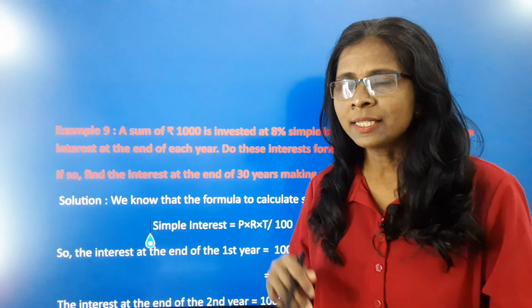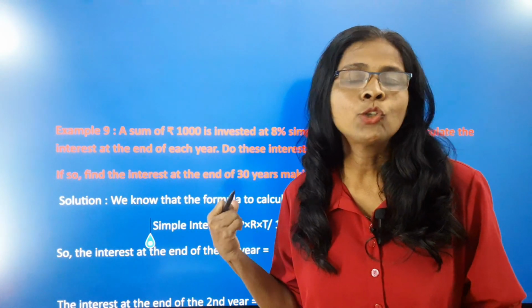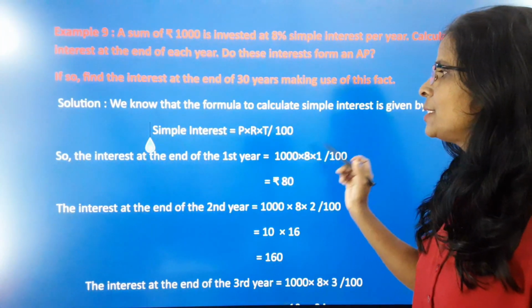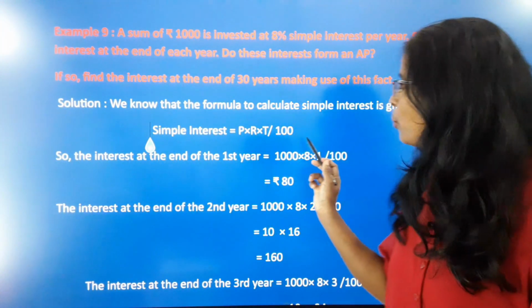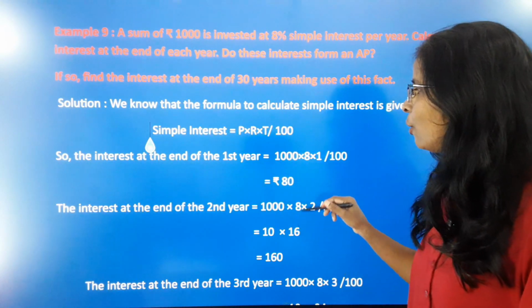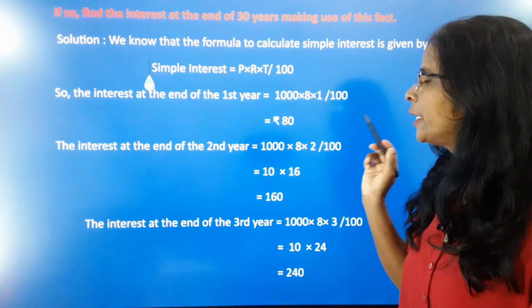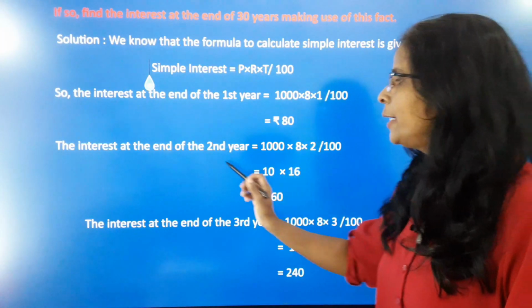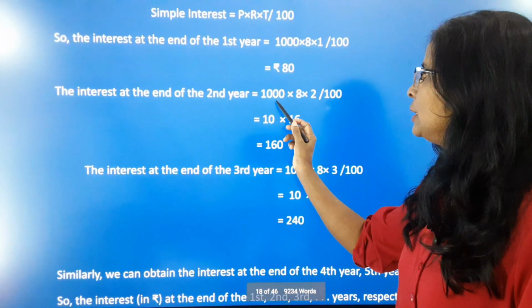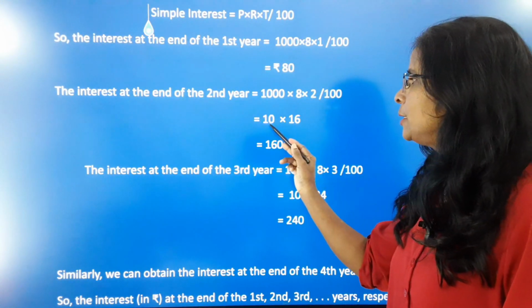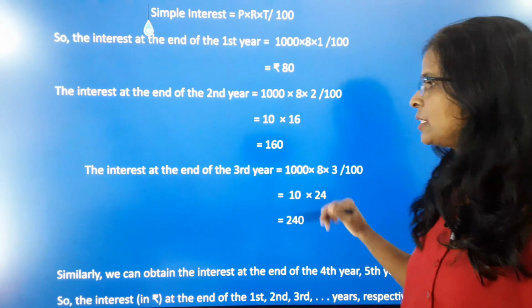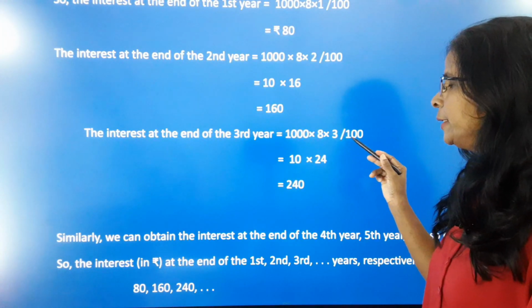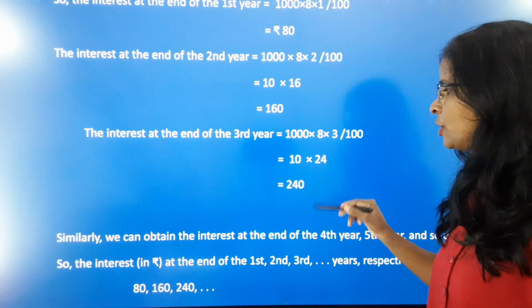First, from the example, we have to check whether the list of numbers is in AP or not. So here we know the formula for the simple interest, that is equal to PRT upon 100. At the end of the first year, 1000 into 8 into 1 upon 100, which is equal to rupees 80, and that is the simple interest at the end of the first year. Now at the end of the second year, the simple interest will be 1000 into 8 into 2 upon 100, that is equal to 10 into 16, which is equal to 160 rupees. Now the interest at the end of the third year is equal to 1000 into 8 into 3 upon 100, that is equal to 10 into 24, which is equal to 240 rupees.